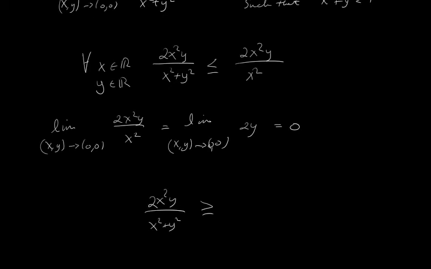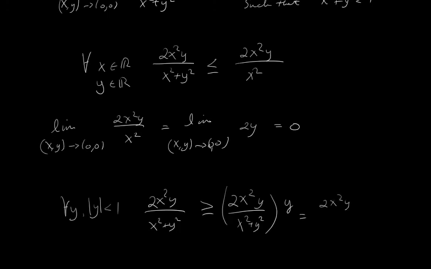Okay, so notice that because we are close to 0 and we're looking at numbers that are less than 1, for all y such that the absolute value of y is less than 1, multiplying this thing by a y will actually make it smaller. So 2x squared times y over x squared plus y squared times a y is going to be smaller. So that's 2x squared y squared over x squared plus y squared.